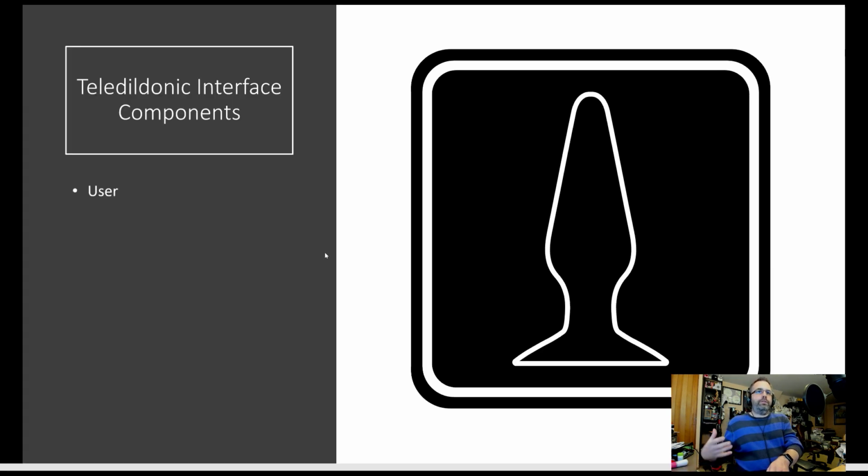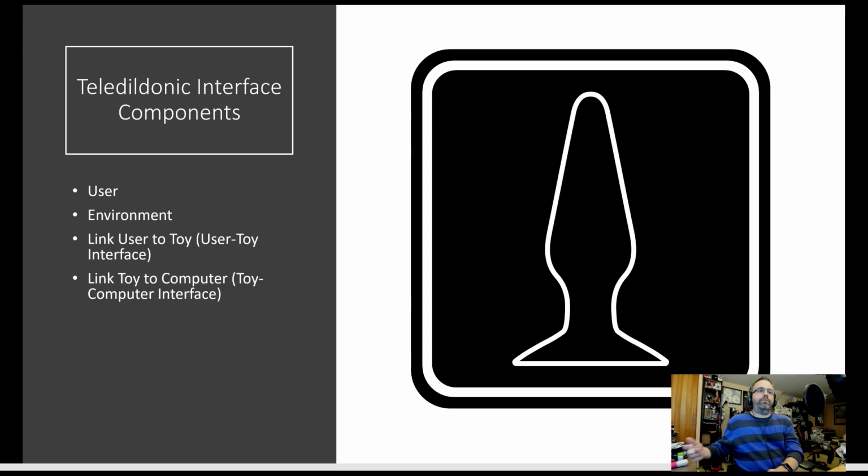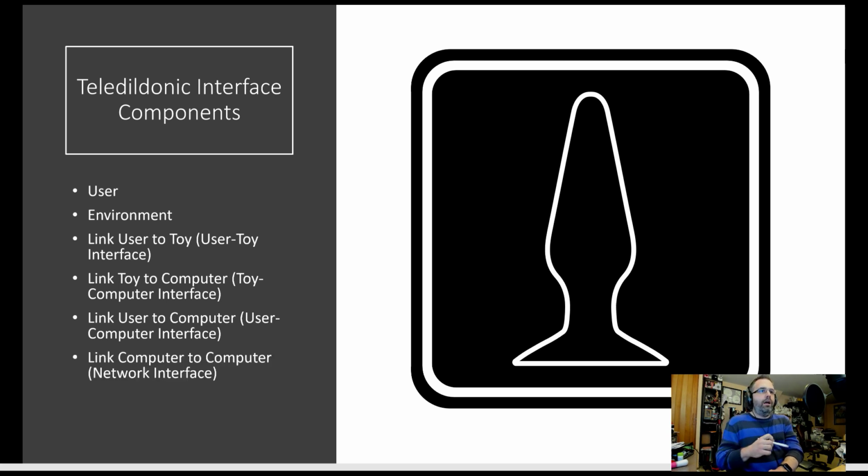Now let's actually go through these components. So first off, there was the user, the environment, the link between the user and the toy, which I call the user-toy interface, the link between the toy and the computer, which I call the toy-computer interface, the link for the user and the computer, which I call user-computer interface, and the reason it's not human I'll get to in a sec, and the link from the computer to another computer, which I'm not going to call the computer-computer interface. I'm going to call it the network interface. I don't care if you're running TCP/IP or SPX/IPX or whatever else. It's a network. And we're going to assume that it's symmetric for now.